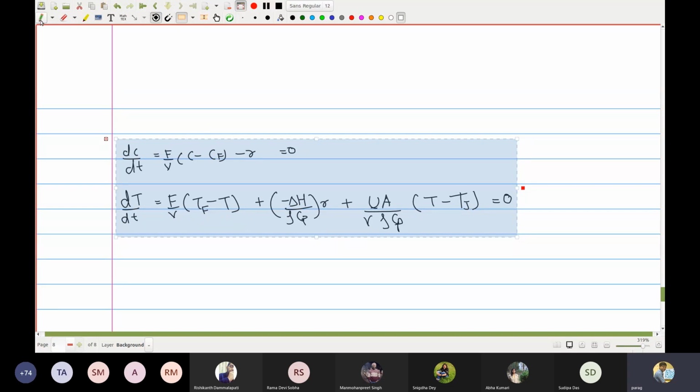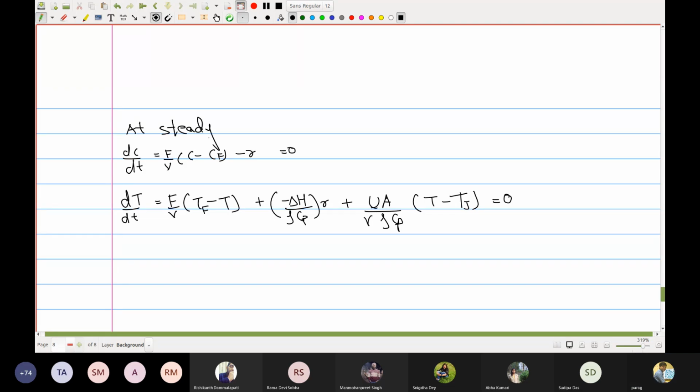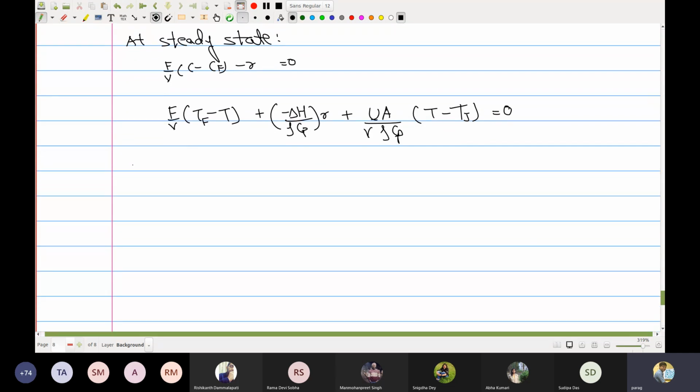So what happens at steady state? At steady state, these two are 0, so I can simply rub this off. I don't need to worry about this. So this is equal to 0. Let me rearrange the second equation.